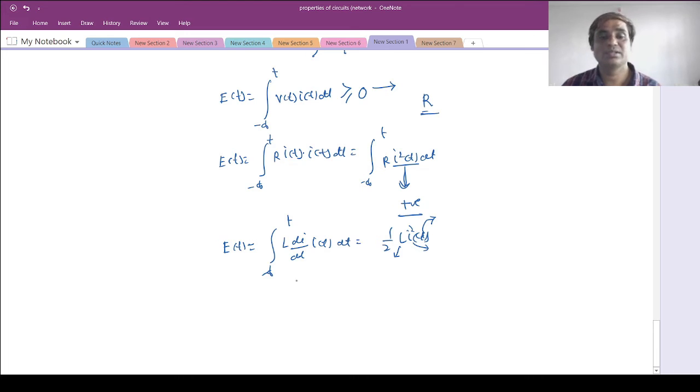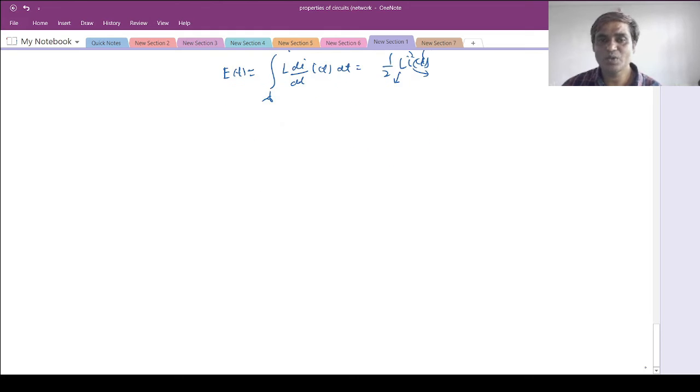Thus L and C can be categorized as passive elements, and the voltage source and current source can be categorized as active elements. And the network made from R, L and C, I can call it a passive network.